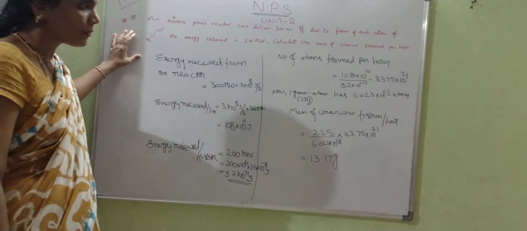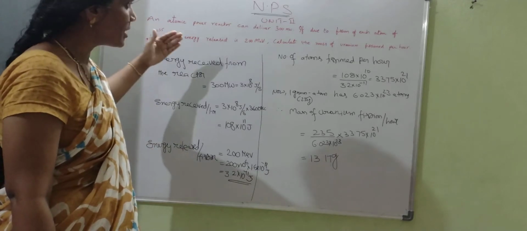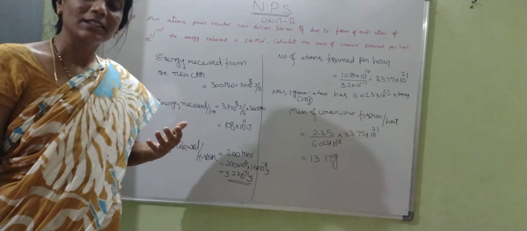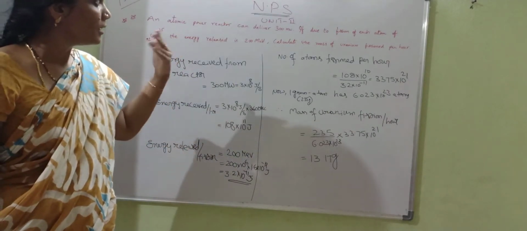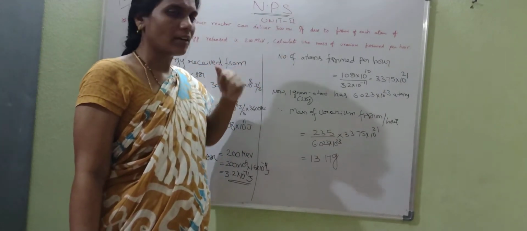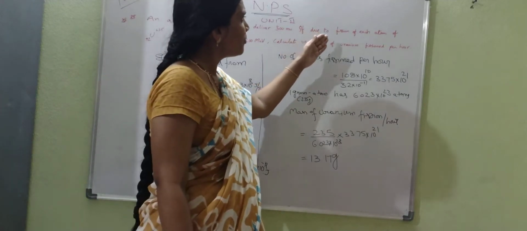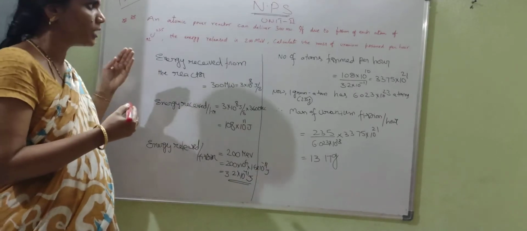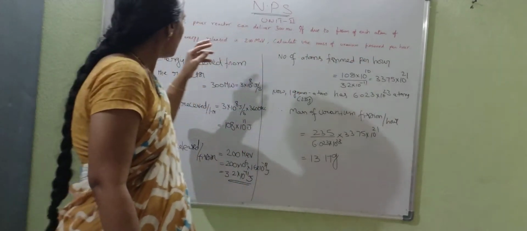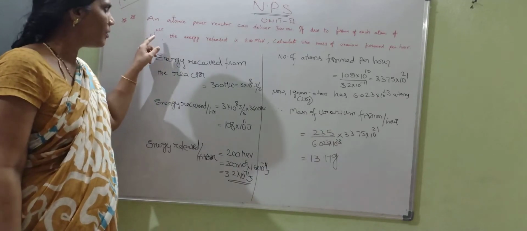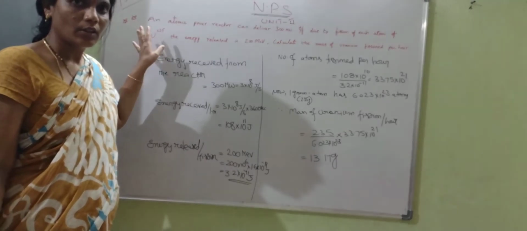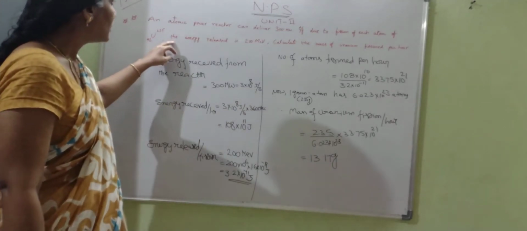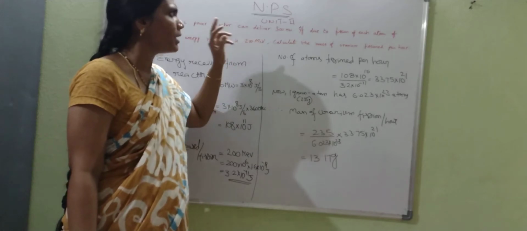So what is the problem? The problem gives information about the atomic power reactor. The output of the reactor can deliver how much power? 300 megawatt. Next, due to the fission process, which is going on in a nuclear reactor, each atom of uranium-235, the fissile material we are using in the reactor, releases energy of 200 million electron volts.